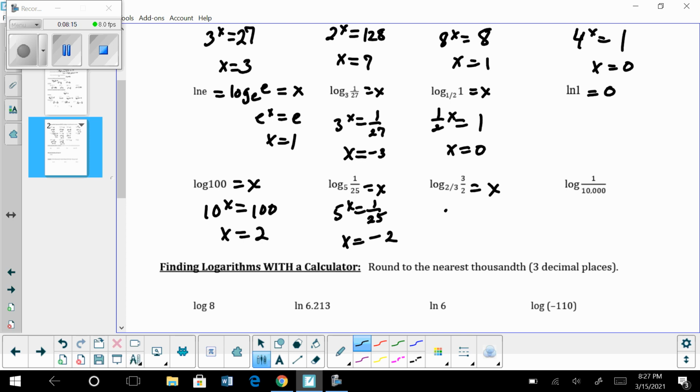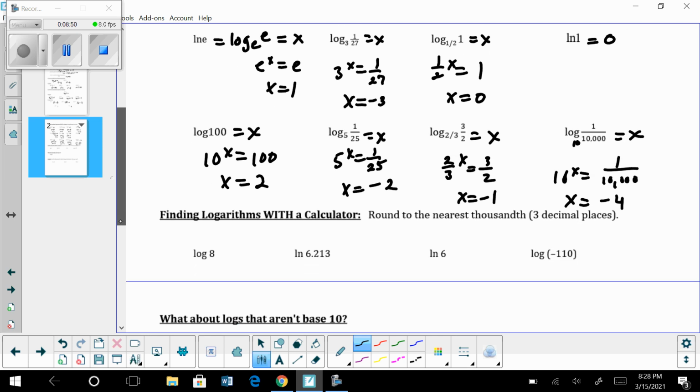This one maybe is a little bit more tricky. This base raised to that exponent equals this number. They're both fractions, but notice that they're reciprocals of each other. So that means the exponent was -1. This is a base of 10. 10 to the x equals 1 over 10,000. Again, whole number fraction. So we know it's going to be a negative. How many zeros? 4. And that's it.